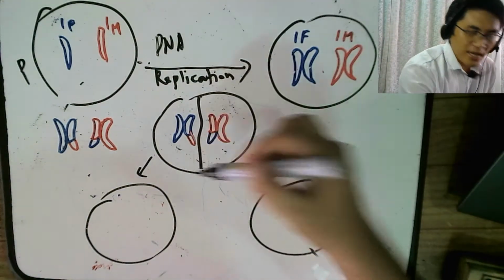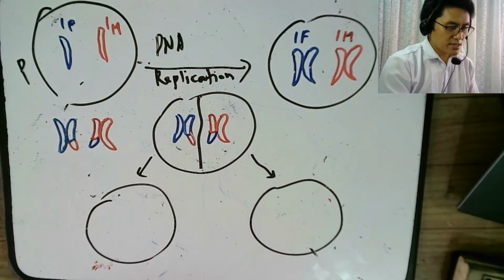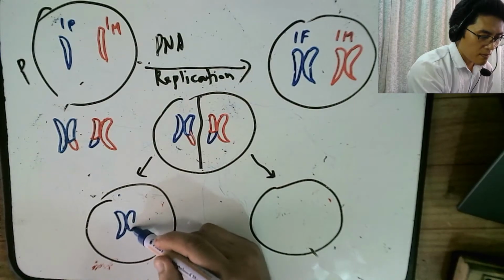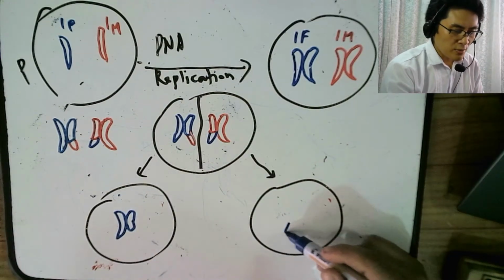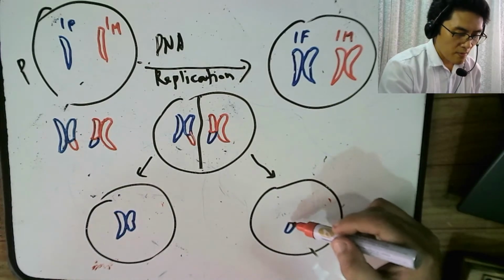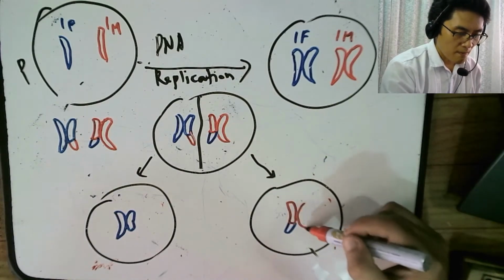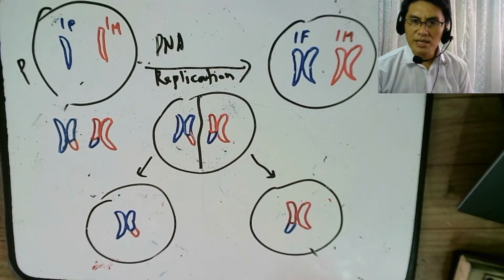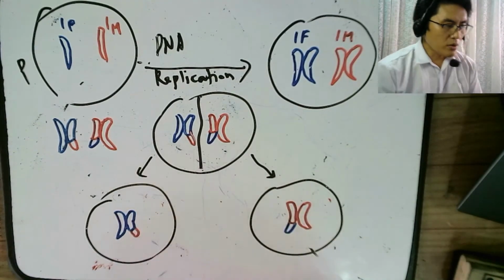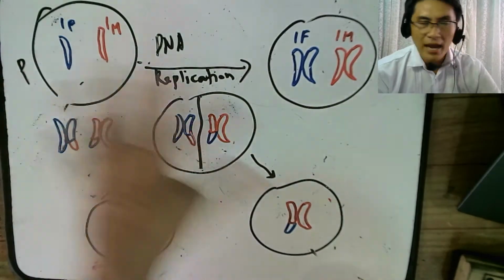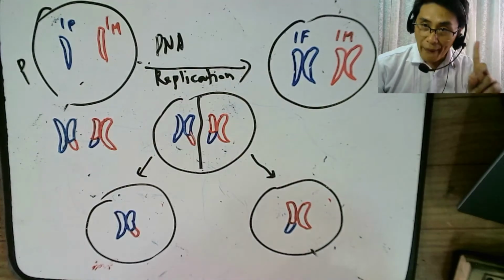And then what happens is this divides. So when this divides, this goes to here, right? And then this one goes to here. Right? Makes sense? So now you have this one. And that's the end of meiosis 1.